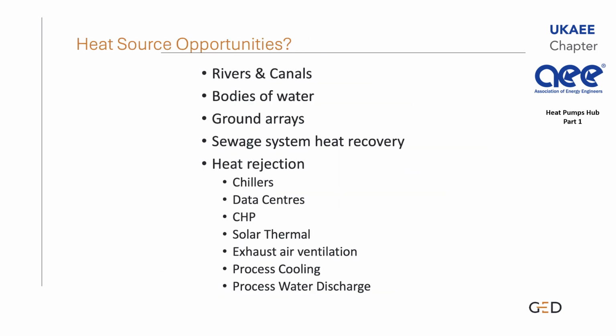So typical heat sources are rivers, canals, bodies of water, ground arrays, which can be horizontal in fields and things, sewage system heat recovery in both what I would term the lumpy side of sewage and the cleaner post-treatment works. And then you've got heat rejection from things like chillers, data centers, CHP, solar thermal, exhaust air ventilation, process cooling, and process water discharge. All of these are above minus 20 and therefore useful heat. The warmer they are, the more efficient the system. Generally, a 1 degree rise in source temperature equates to about a 2.5% increase in efficiency.